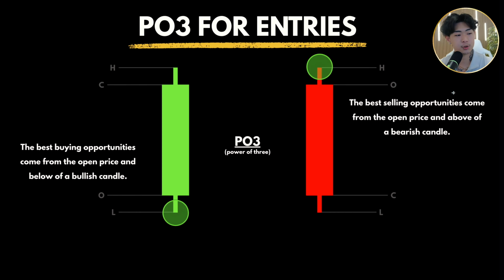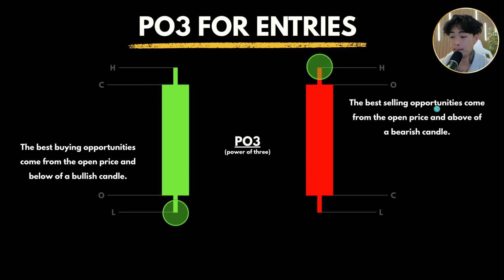Now, how do we use that for entries exactly? So power 3 for entries, the fundamental thing we have to understand is the best buying opportunities come from the open price and below of a bullish candle. So let's say this is the daily candle again. If you were to buy anywhere in this day, where would be the best buy? Of course, it's at the low because we went higher that day. So you want the lowest price possible to capture the most of the move that you can. And that is from the open price and below. So when we're talking about power 3, we're trying to position in a bullish context below that open price so we can ride it all the way through the entire candle.